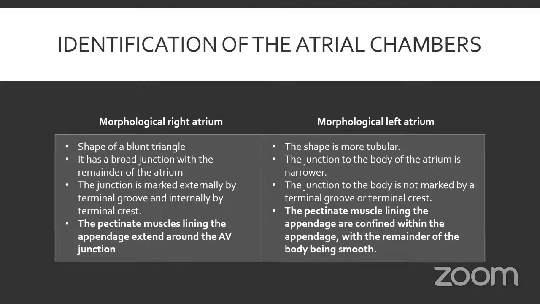The junction to the body is much narrower than that of the right atrium, and the junction is not marked by a terminal groove or terminal crest. More importantly, among all of these differentiating factors, the most important for us to identify which one is the morphological left or right is the pectinate muscle extension. In the left atrium, it's only lining the inside of the appendage. It's confined within the appendage, and the remainder of the body is smooth. Contrast that to the right atrium, where the pectinate muscle extends across the AV junction.